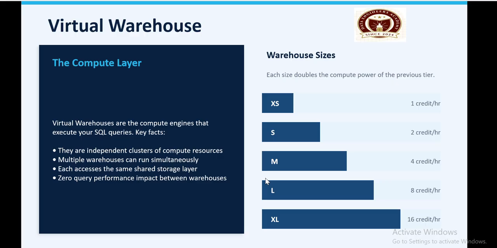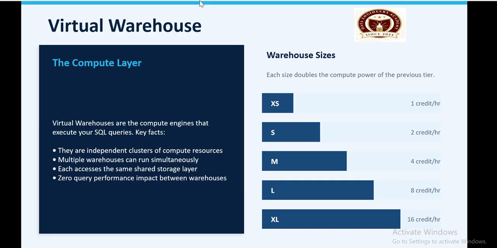Warehouses are independent clusters of compute resources. Each warehouse has its own compute. One warehouse does not use another warehouse's CPU or memory. And multiple warehouses can run simultaneously, so many teams can work at the same time, with no waiting for resources.